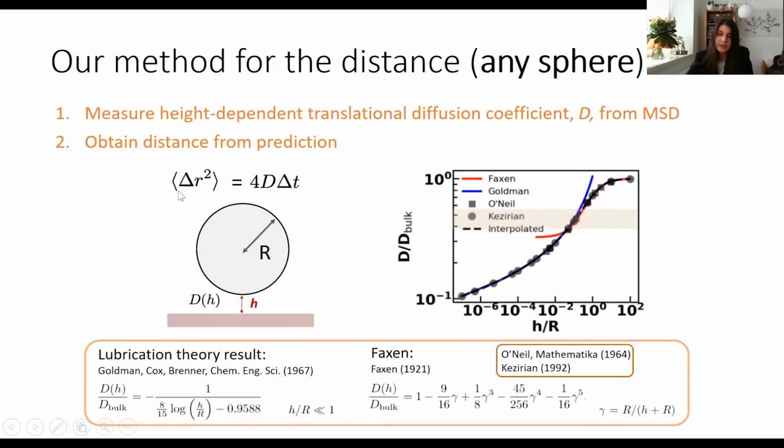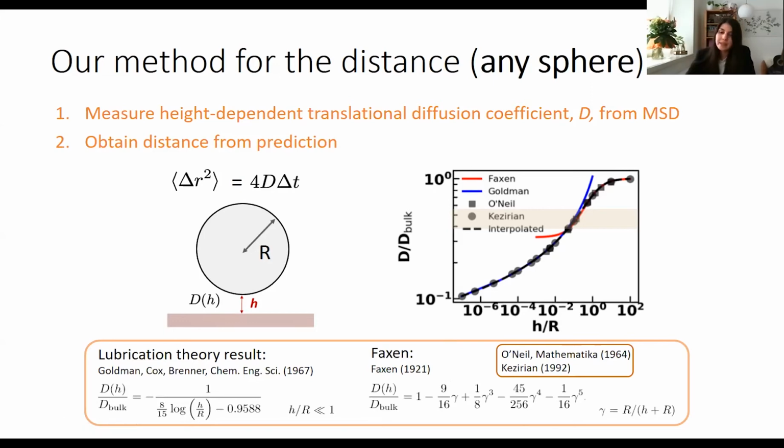For example, when we are in the lubrication regime, so very close to the wall, this paper by Goldman, Cox, and Brenner shows that we can relate the reduction of the diffusion coefficient to a height through this mathematical expression. When we are far from the wall, we could use a Faxén equation to do so, which has also been proven in the literature already in experiments.